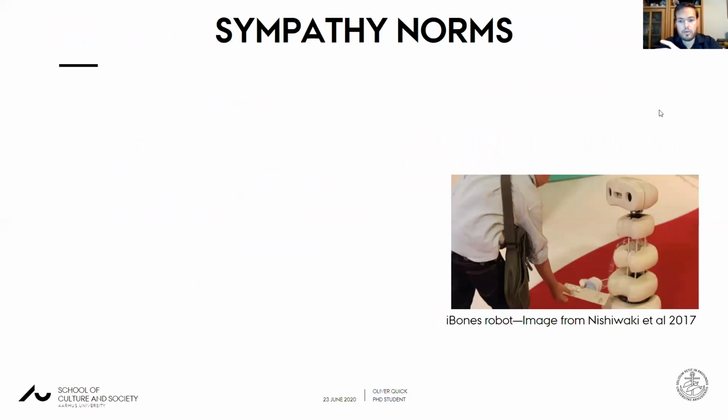I want to turn now to the sympathy norms that Clark worked out. Before I move on, this is the iBones robot, the advertising robot I mentioned at the beginning, which is intentionally sort of pathetic and weak by design, precisely to draw people in so that they will take the advertisement from them. So it plays on people's sympathy intentionally for advertising purposes.